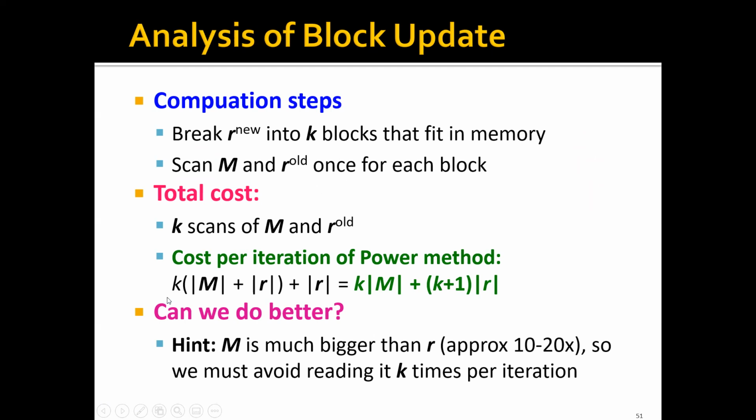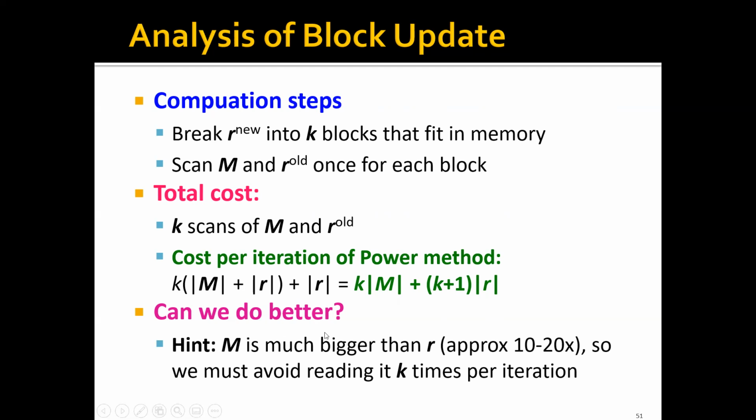So that's basically K times the size of M plus the size of R plus the size of R. And this last term corresponds to the reading operation of the RNew. Remember, we're breaking this RNew into K blocks, therefore we only need to read it once in this whole iteration. So this is the total cost. But can we do better?